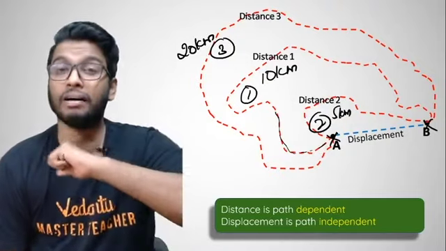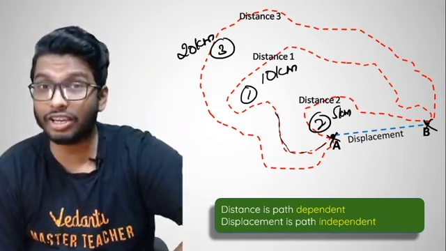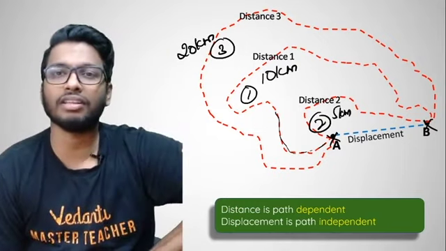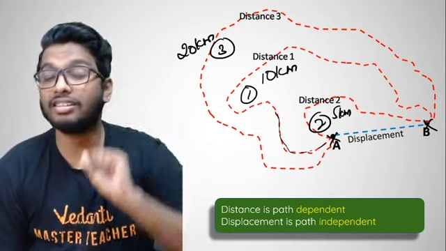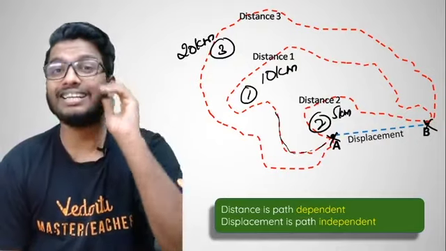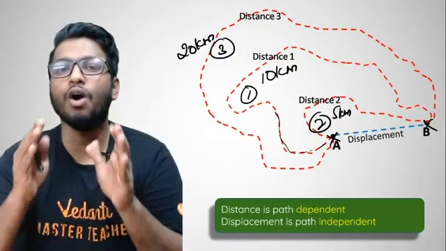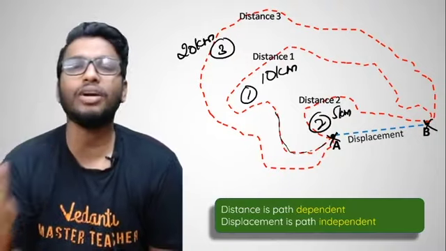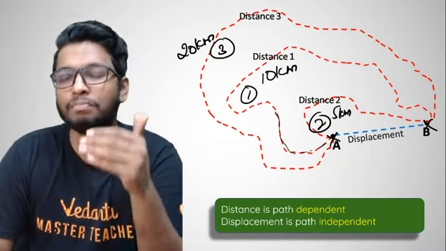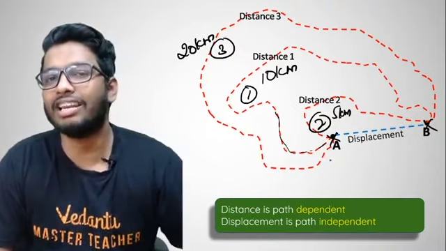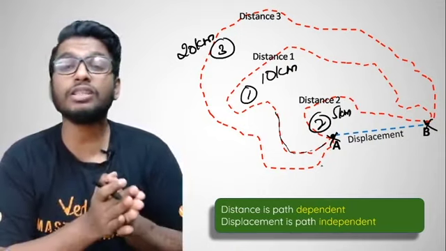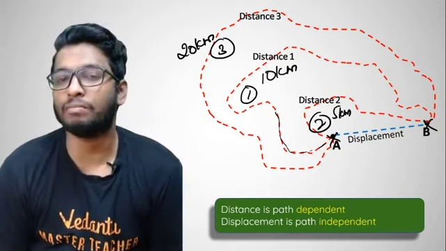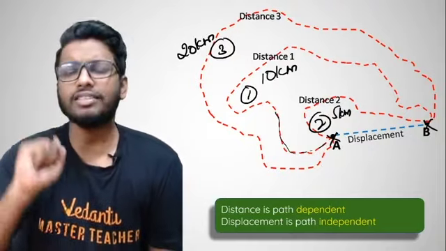If he chooses to go by path number 2, he would have covered a distance of 5 kilometers. If he chooses to go by path number 3, he would have covered a distance of 20 kilometers. Now, displacement is not path dependent. Like I told you, what is displacement? The final position minus the initial position, or the difference between the start point and the end point, is displacement.